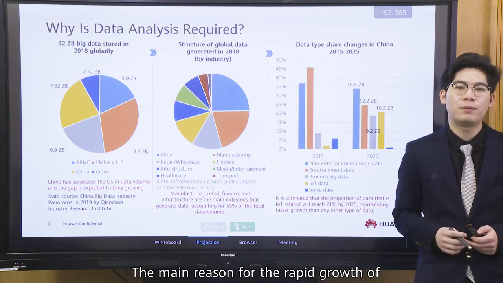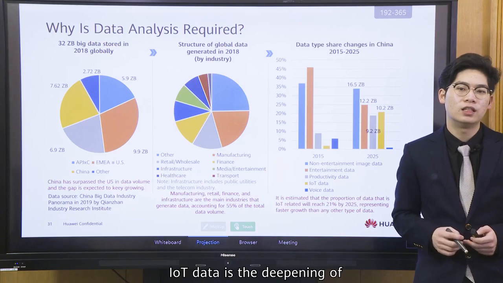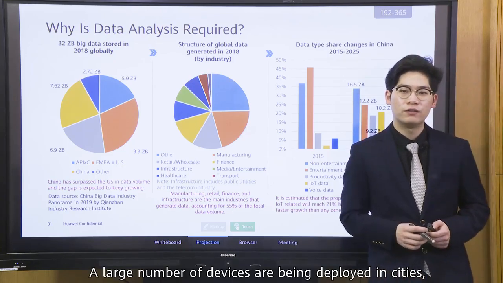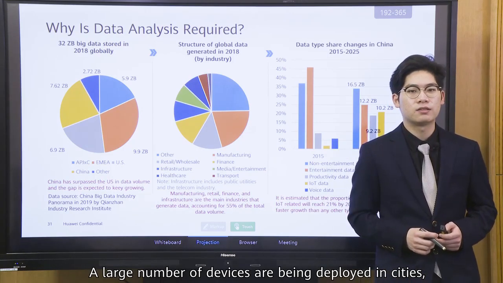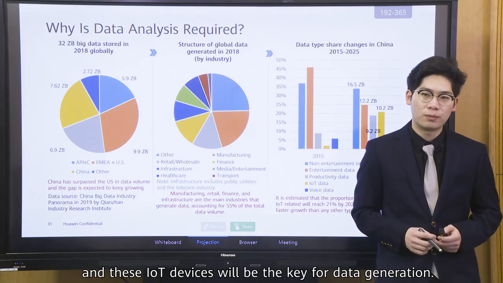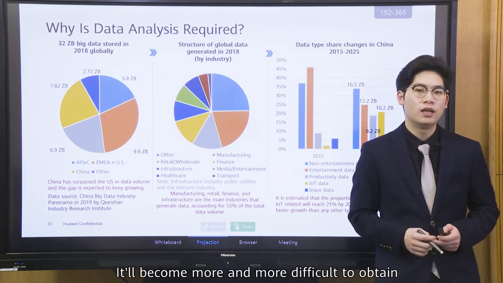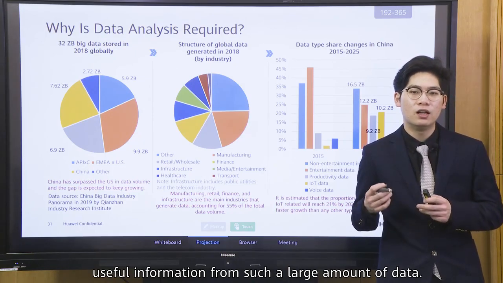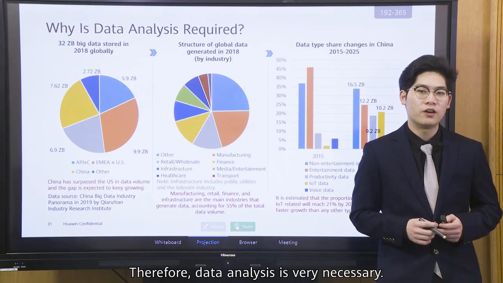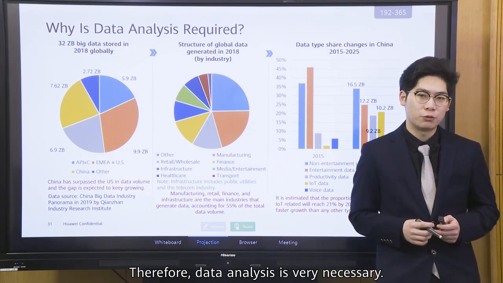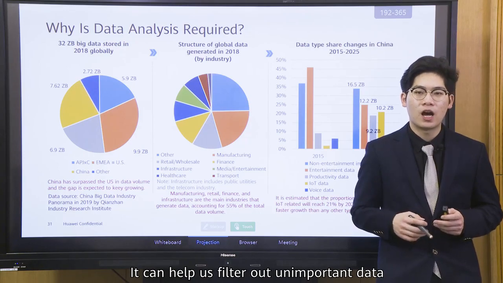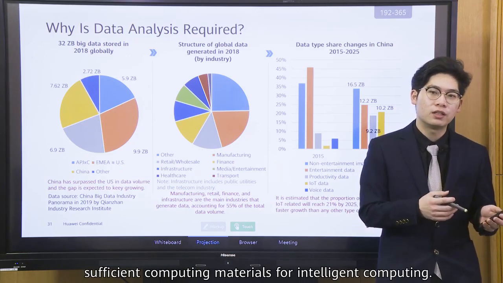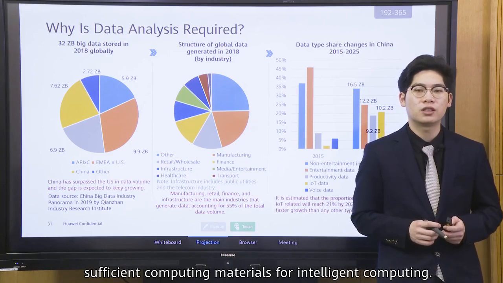The main reason for the rapid growth of IoT data is a deepening of infrastructure construction in China. A large number of devices are being deployed in cities, and these IoT devices will be the key for data generation. It will become more and more difficult to obtain useful information from such a large amount of data. Therefore, data analysis is very necessary. It can help us filter out unimportant data and return effective data to provide sufficient computing materials for intelligent computing.